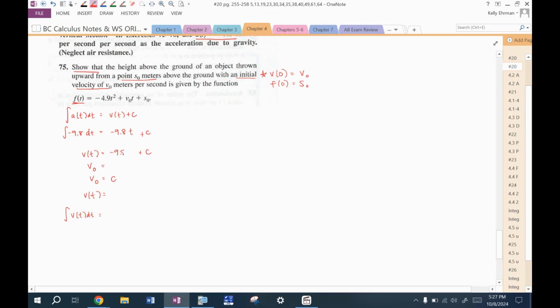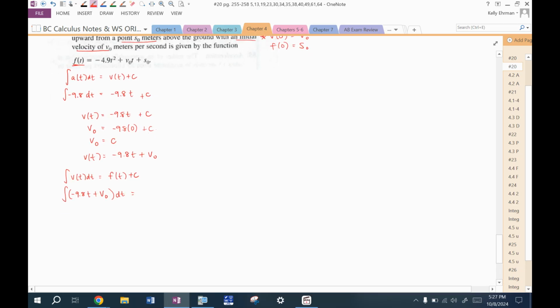Okay, so negative 9.8t. And then when I plug in 0, I do still get that the plus c is the initial velocity. So v of t, this is better, is negative 9.8t plus initial velocity. Okay. Now, when I integrate that, I get f of t plus c. So I want to integrate negative 9.8t plus v sub 0 dt.